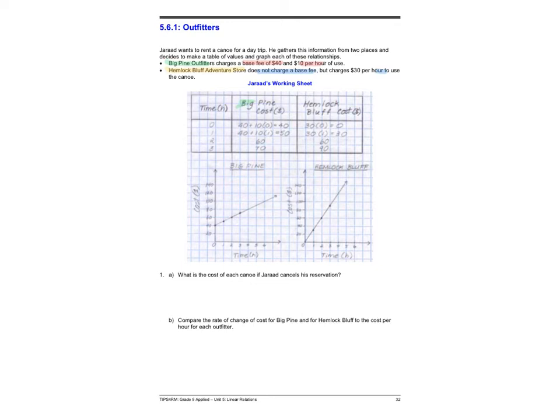For the Big Pine Outfitters, our graph shows our time that we take out the canoe versus the cost in dollars. We see that at 0 hours, the base cost is $40, and that for every hour, the cost goes up. Our line of best fit here shows us the relationship for each hour that we increase our use.